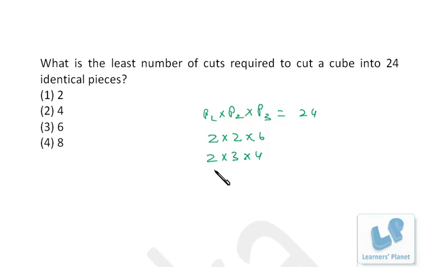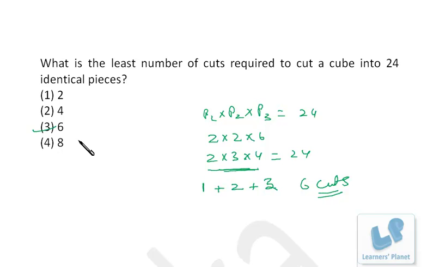So the minimum difference is over here, right? So in this case we are getting 24 pieces. Now two parts means 1 cut, 3 parts means 2 cuts, 4 parts means 3 cuts. So 1, 2, and 3 cuts, that is 6. So 6 are the minimum cuts which are required to make 24 identical pieces.